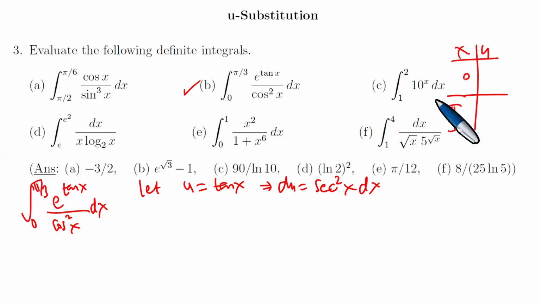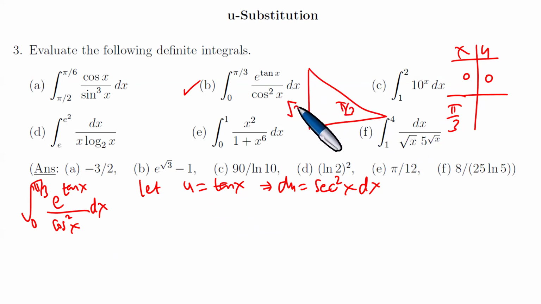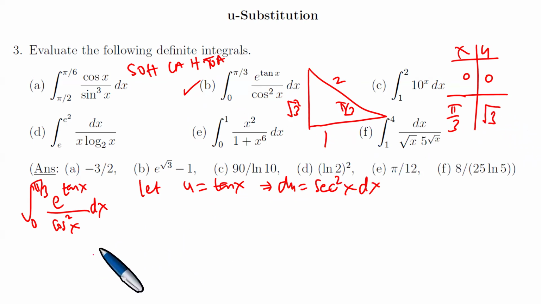Okay, u is tan x. What is the tan of 0? It is 0. The tan of pi over 3, according to SOHCAHTOA, is opposite over adjacent, which is square root of 3 over 1, just square root of 3. So instead of integrating from 0 to pi over 3 radians, we're going to integrate from 0 to the square root of 3.